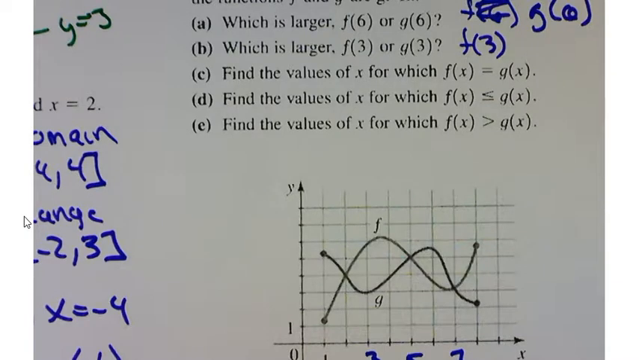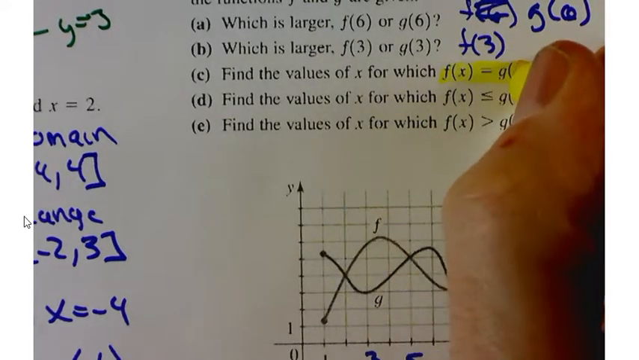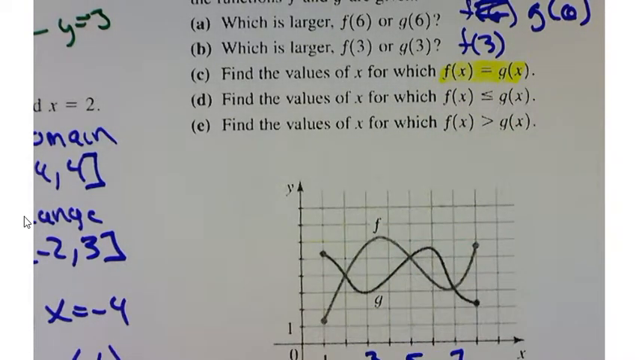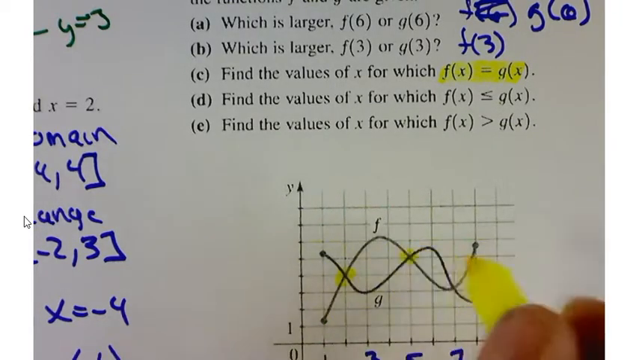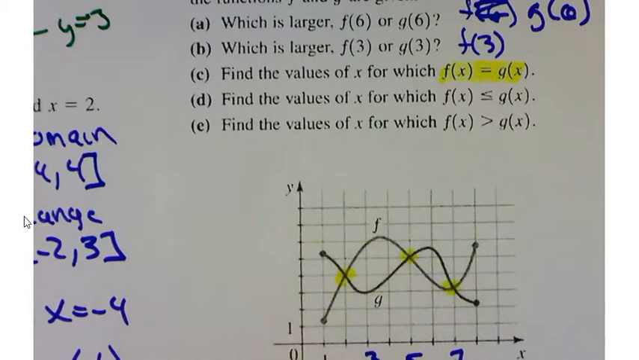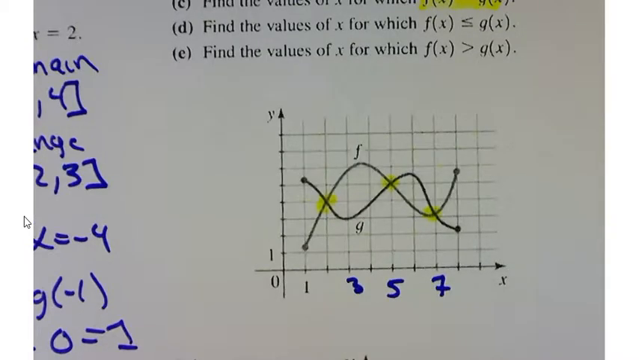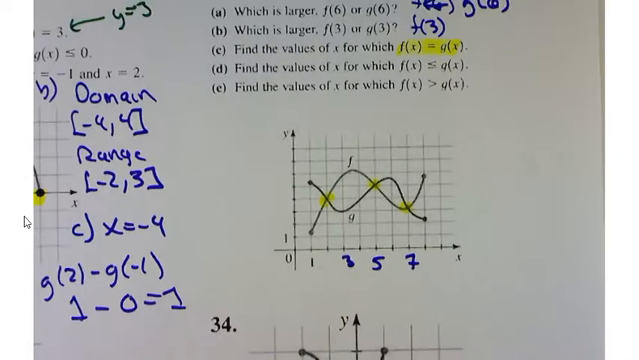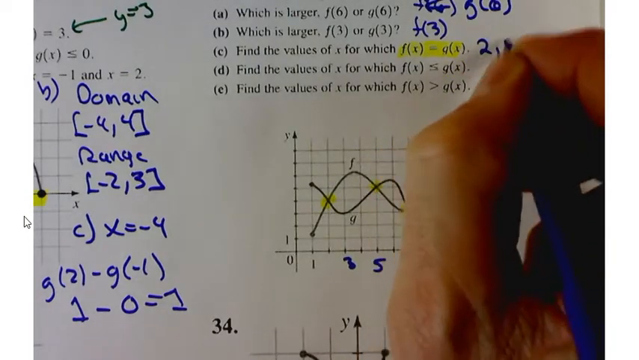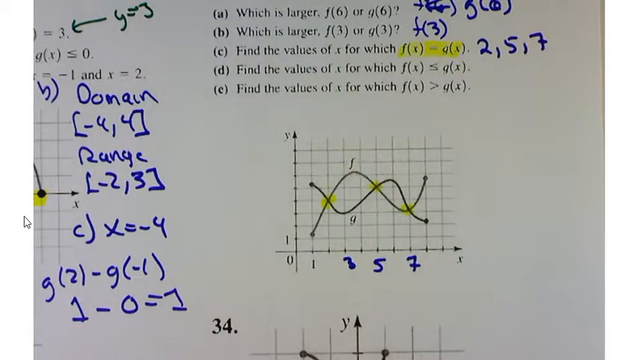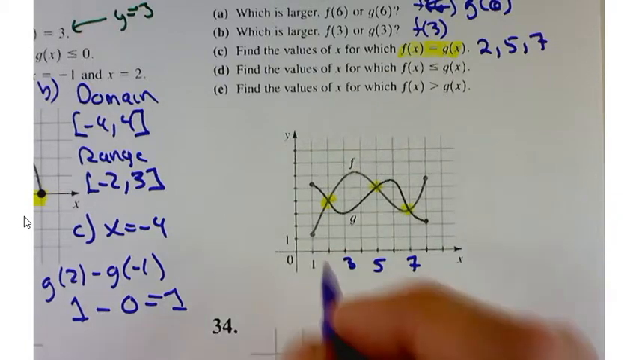Now, what special thing is going to happen when f of x equals g of x? Yeah, they're going to intersect. And they're going to intersect at 3 different points. Here, here, and here. So what are the values for which f of x equals g of x? Yeah, 2, 5, and 7. So it's handy to have those around, 2, 5, and 7.